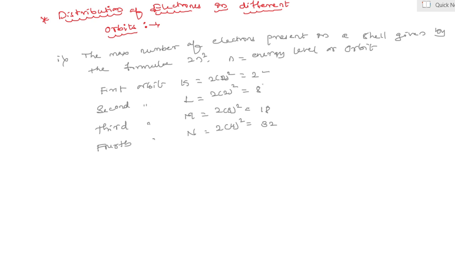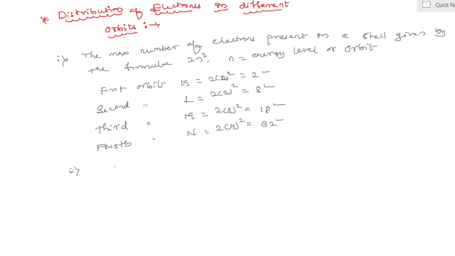The maximum number of electrons in the second orbit, the L cell, is 8. The maximum number of electrons in the M cell is 18. The maximum number of electrons present in the N cell is 32. And the second rule: the maximum number of electrons that can be accommodated in the outermost orbit is 8. That is nothing but, my dear students, the octet.